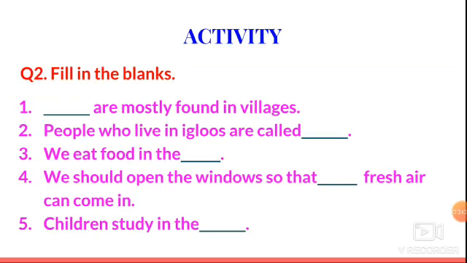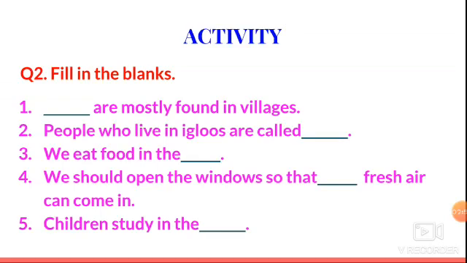Now it is activity time, and you all know that you have to do these activities in your homework. So the first question is fill in the blanks. You all have to read the following sentences and then fill in the blanks. The first one is: dash are mostly found in villages. So you have to write what are mostly found in villages. The next one is: people who live in igloos are called dash.